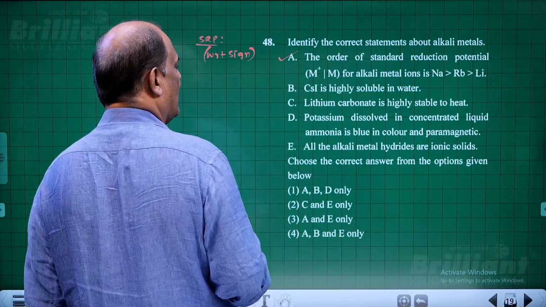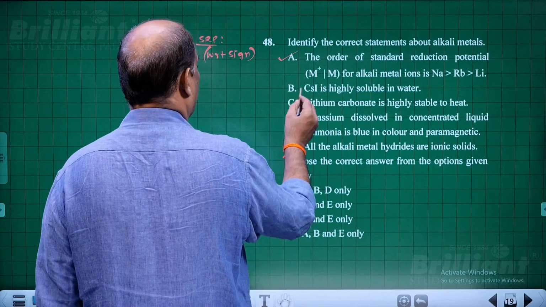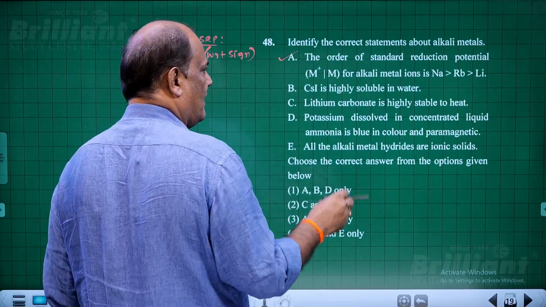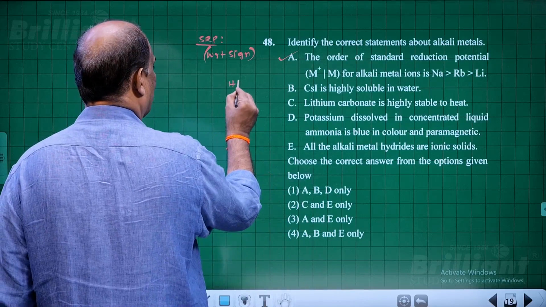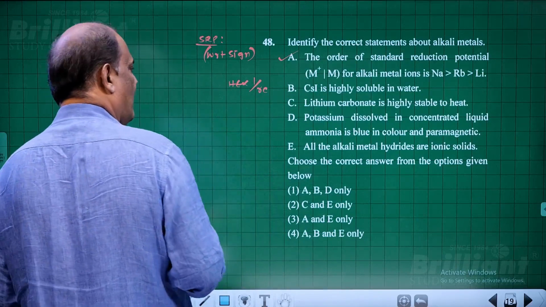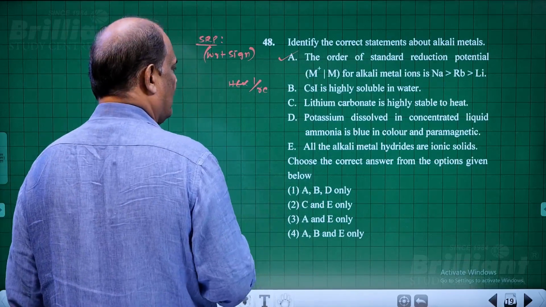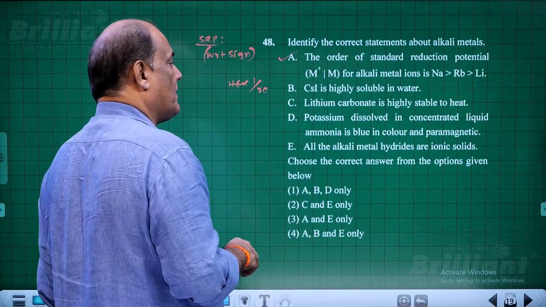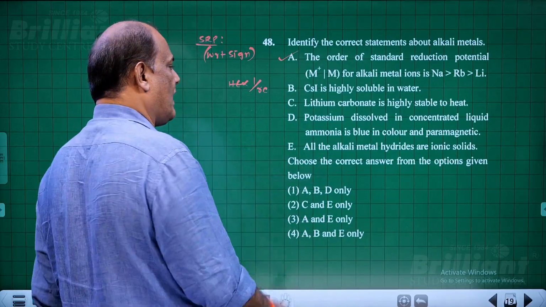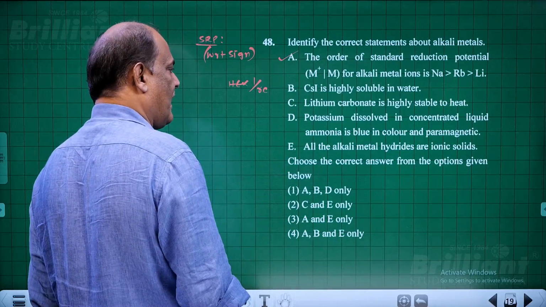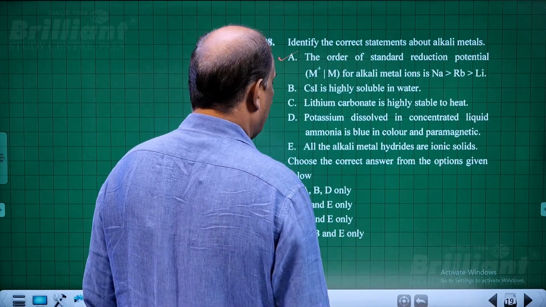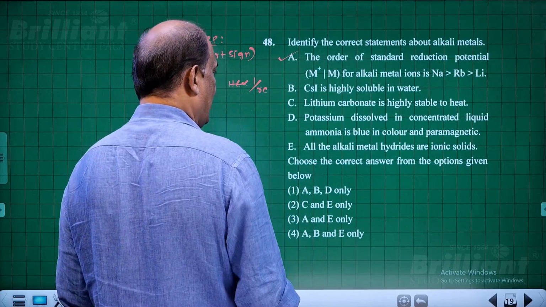Cesium iodide is highly soluble in water? Here the cesium cation and the anion are both larger, so hydration energy is less. Hydration energy is inversely proportional to the radius of the cation. So it is only a little soluble in water, not highly, because iodide ion is there. Lithium carbonate is highly stable to heat, that's wrong. Lithium carbonate on heating gives lithium oxide and carbon dioxide because of high polarizability of the anion and high polarizing power of the cation. Potassium dissolved in concentrated liquid ammonia is blue in color and paramagnetic.